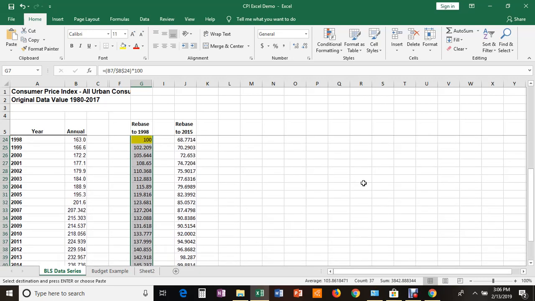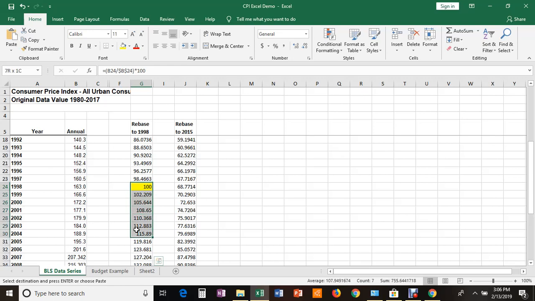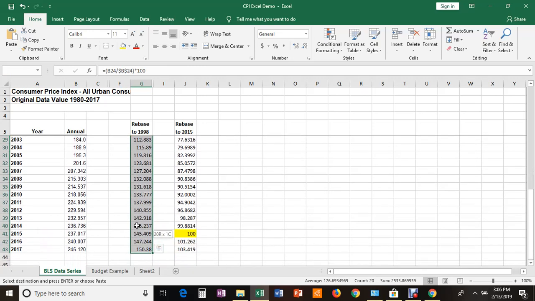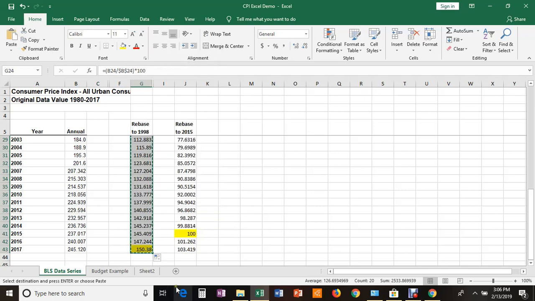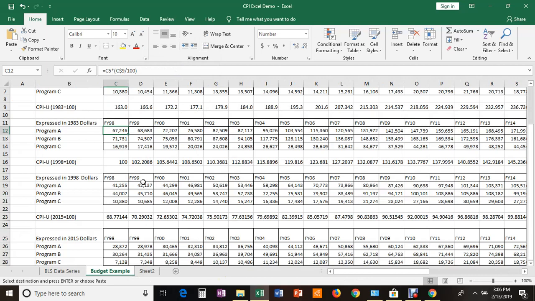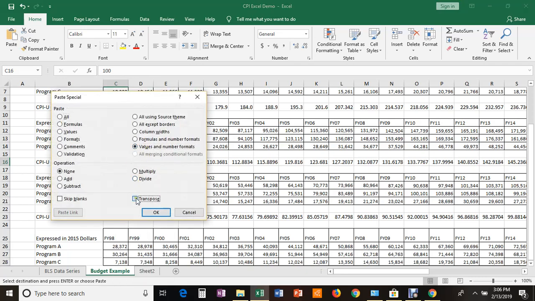I'm going to do the same thing I did before. I'm going to take my 1998 number, which you see here is 100, because now my formula was successful. I rebased my CPI to 1998, meaning that 1998 is my base year. I'm going to copy my CPI numbers here, and I'm going to do another paste special here. Values, transpose.